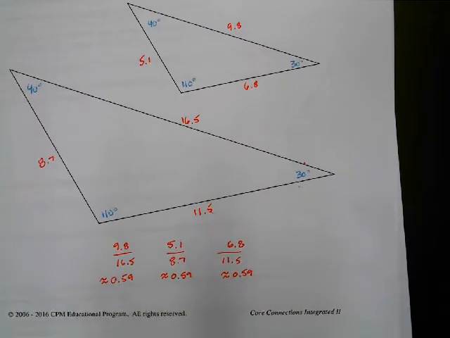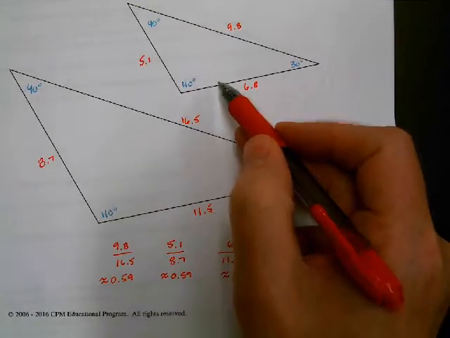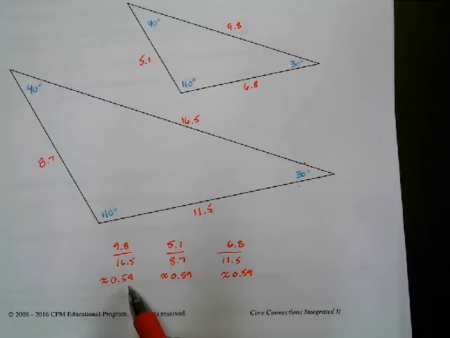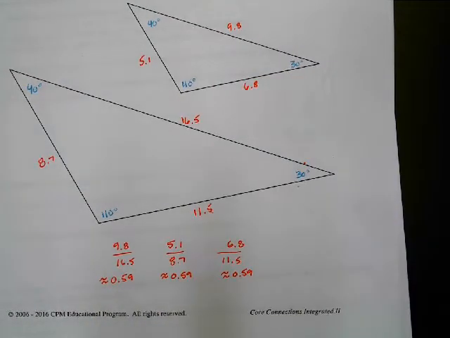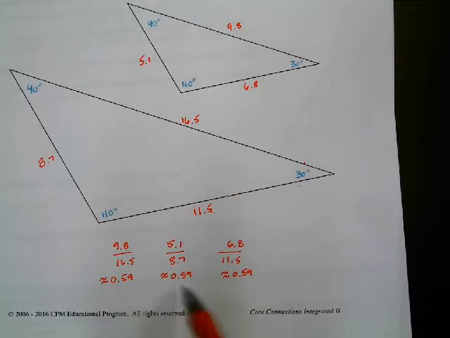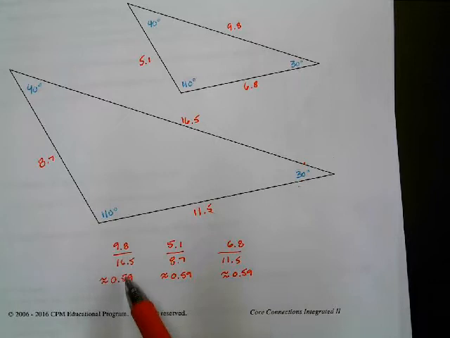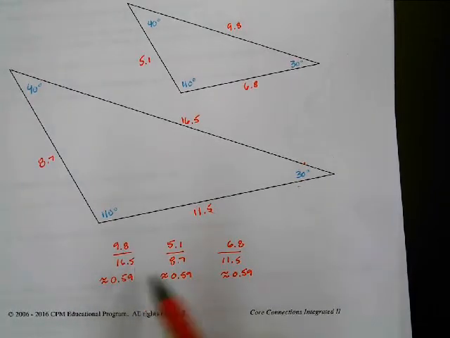So if I'm going from this one to this one, it's a reduction. And the scale factor would be 0.59. So it's smaller than 1. That's why it's a reduction on that one. So it looks like all the angles are congruent and all the sides are proportional, meaning that when I compare the corresponding parts, I get the same ratio each time.